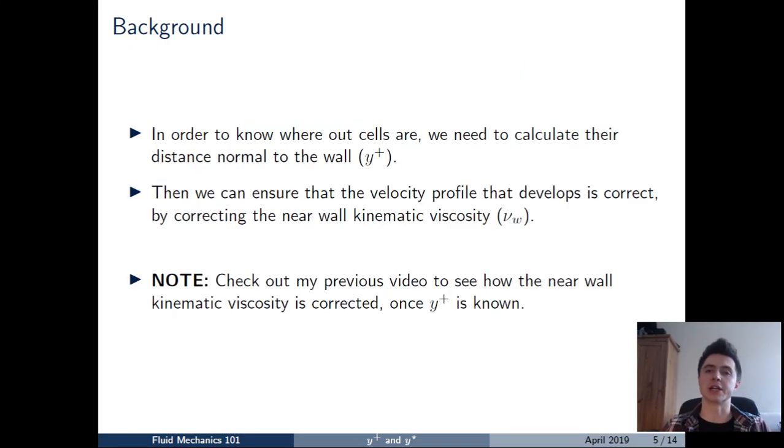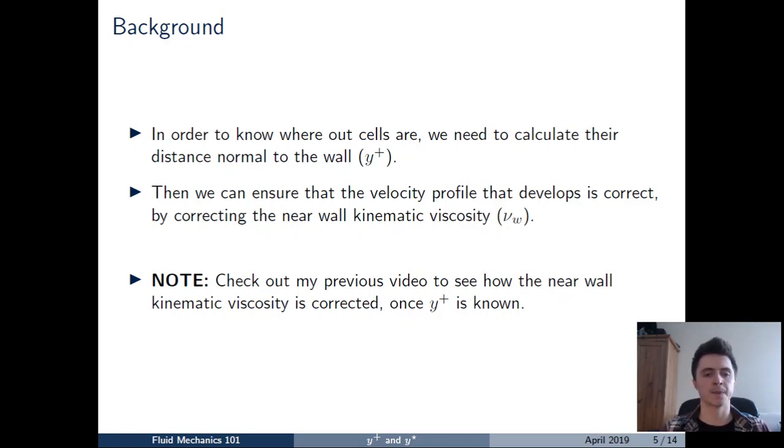So moving from the experiments to our CFD model, we want to know what the distance normal to the wall is for all of our boundary cells in our mesh. So we would like to calculate yPlus for all the cells in our mesh, and once we know yPlus, we can ensure that the velocity profile or the boundary layer that develops on that surface is correct. The way that we do that is by correcting the near wall kinematic viscosity, which in turn ensures that the velocity normal to the wall is correct and corresponds with the experimental measurements that we saw in the previous slide.